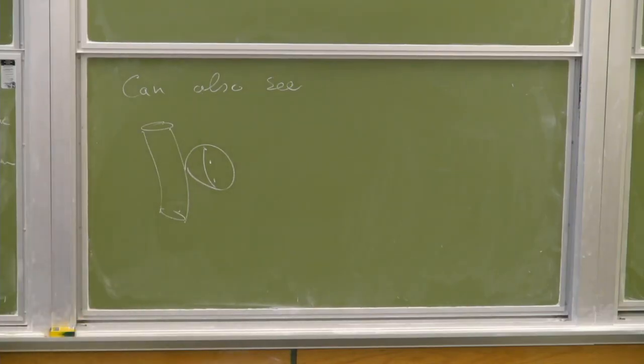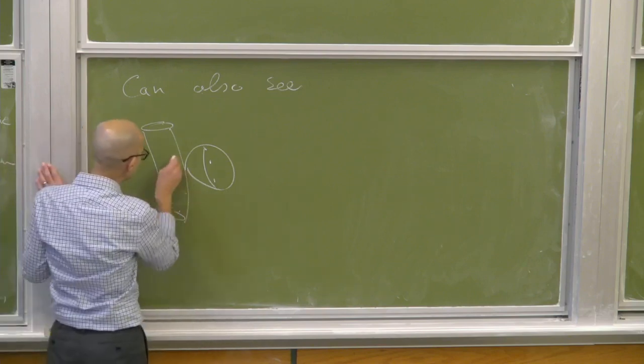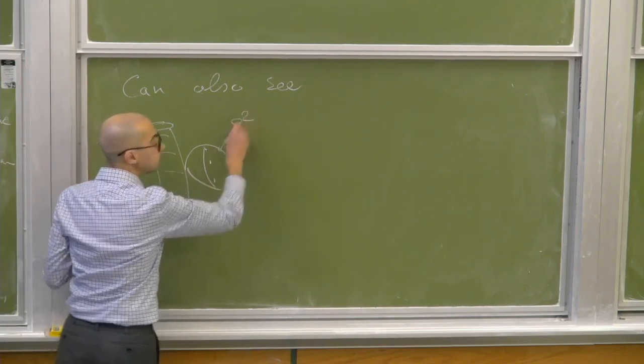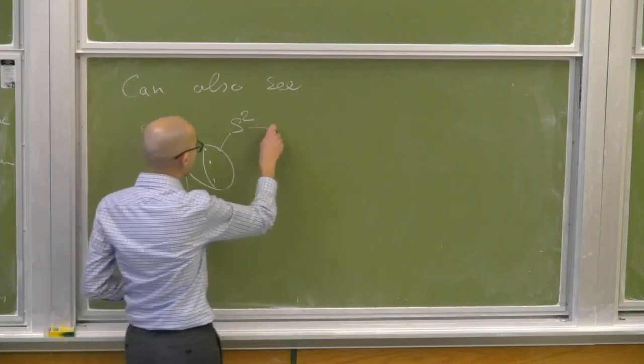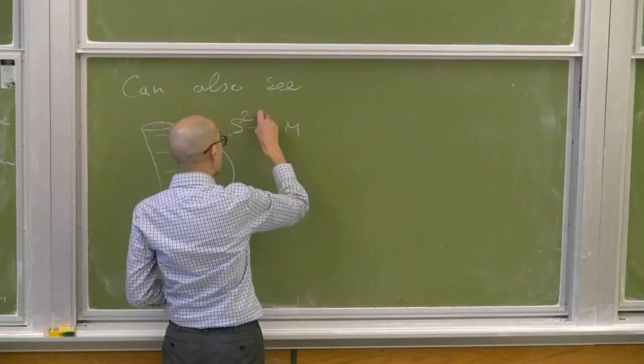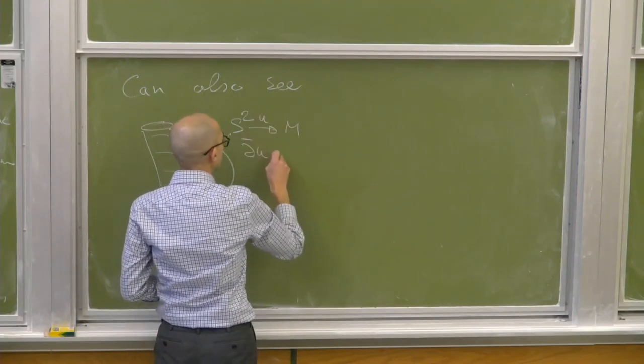Okay, so this is a picture that would make no sense in the free loop space. It is a picture of a cylinder together with a sphere, and the sphere is mapping to our target, and this map again is holomorphic.